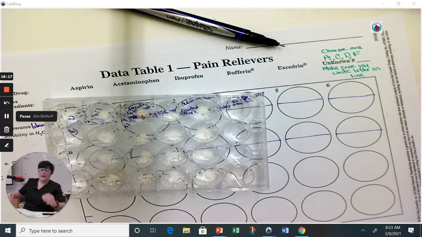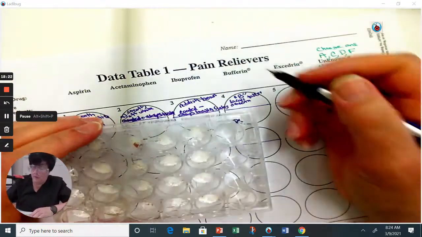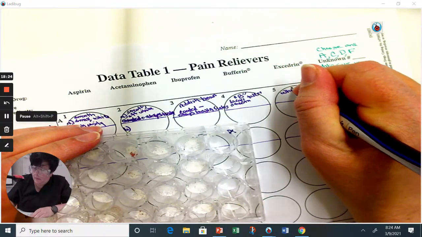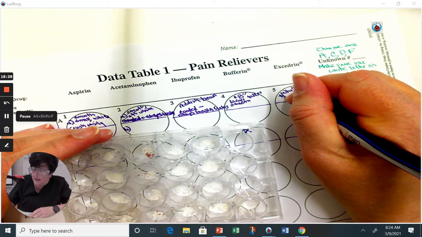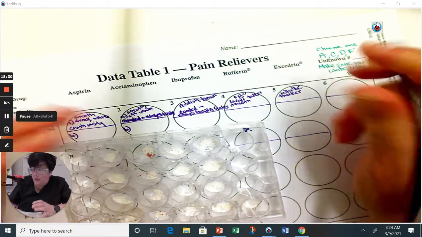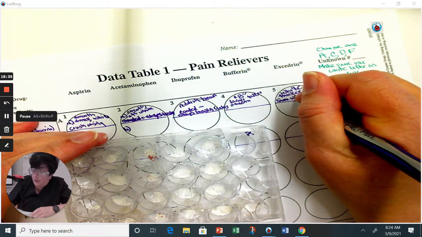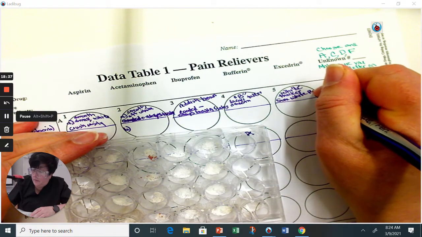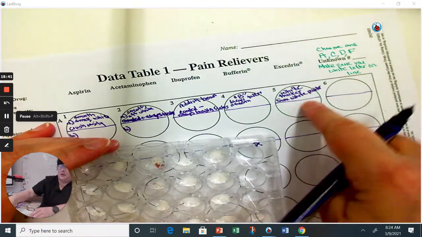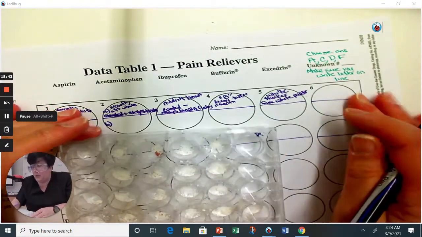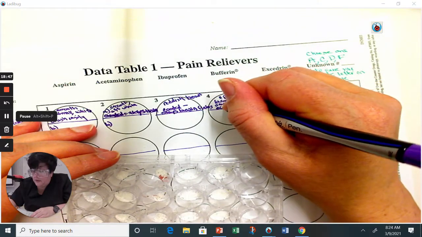Okay, now, I have unknown A here. So let's do this one first. This was white. It was thicker than the others, like higher. And then when you crushed it, it was a fine white powder. And the bufferin wasn't as hard to crush, but the Excedrin was about the same as the other ones. But this was easy to crush. So under the bufferin, I'm going to put down easy to crush.